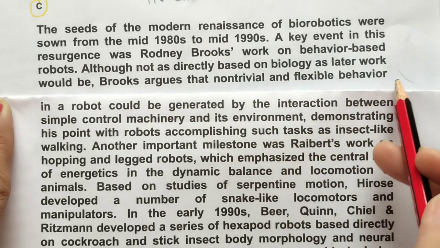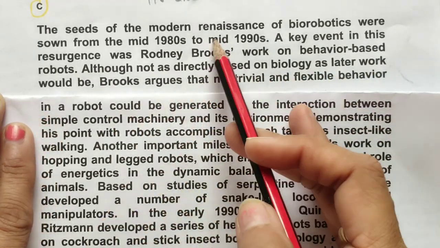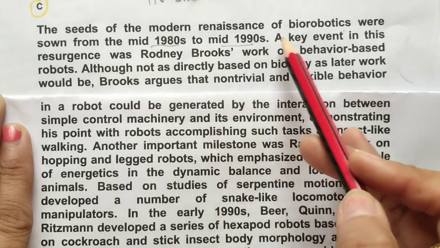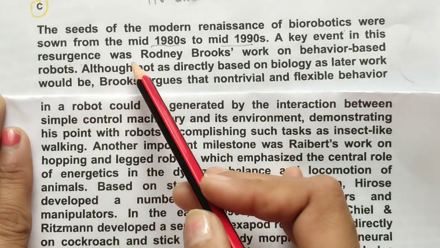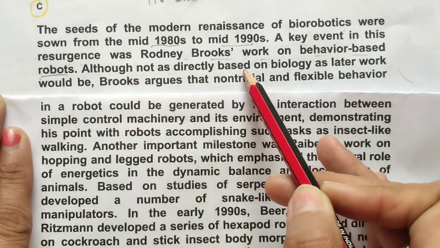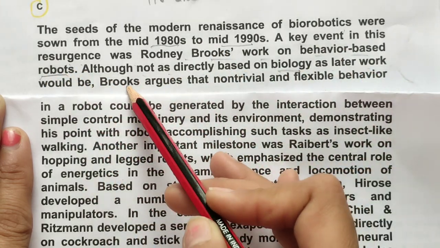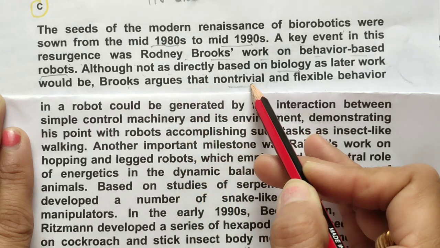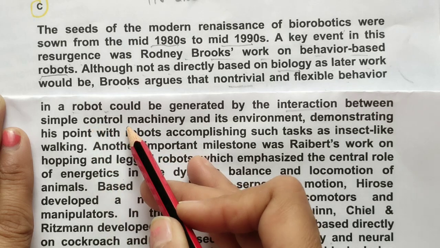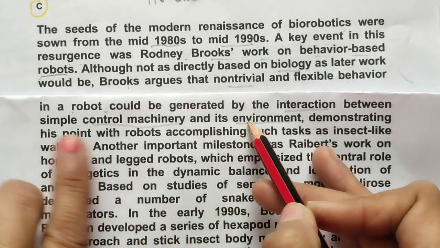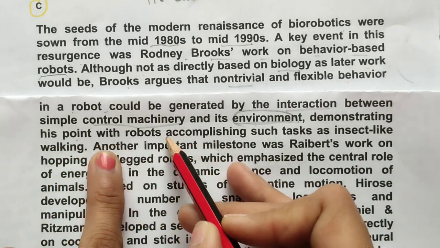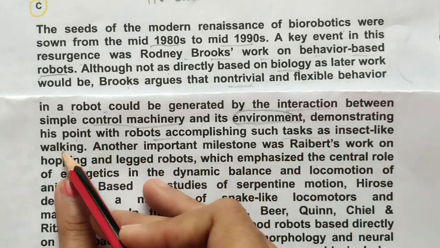Now next, the C paragraph, I am showing it to you. The seeds of the modern resurgence of biorobotics were sown from the mid 1980s to the mid 90s. A key event in this resurgence was Brooks' work on behavior-based robots, although not as directly based on biology as later work would be. Brooks argues that non-trivial and flexible behavior in a robot could be generated by interaction between a simple control machine and its environment. So the environment word was there, I think. I have read it, demonstrating his point with robots accomplishing such tasks as insect-like walking.